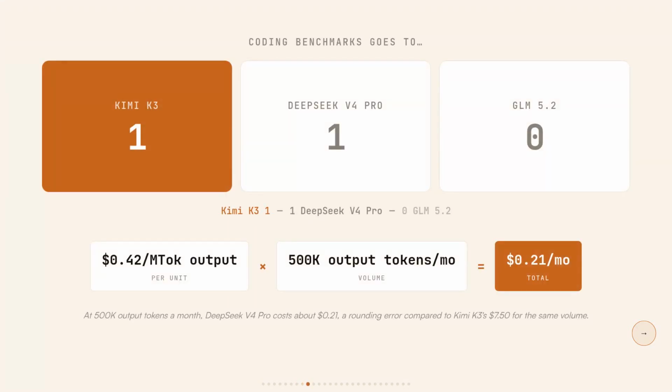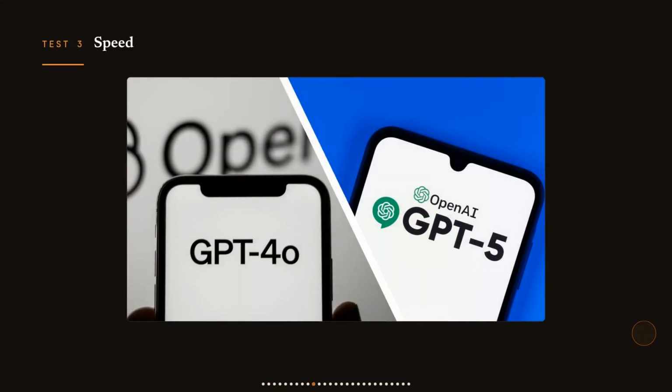Kimi K3 takes coding benchmarks on both SWE Bench and Aider Polyglot, which puts the score at 1 each, and I didn't expect the gap to be this close given the massive price difference. The lead is narrow enough that real-world results may look different depending on how complex your tasks get. Test 3 is speed, and this one matters more than people give it credit for.